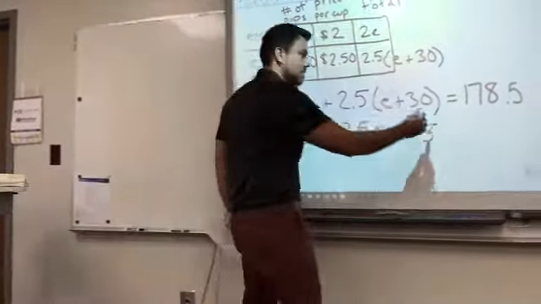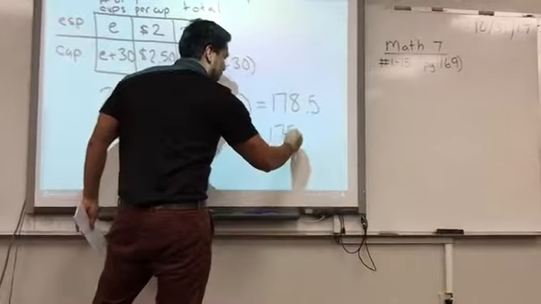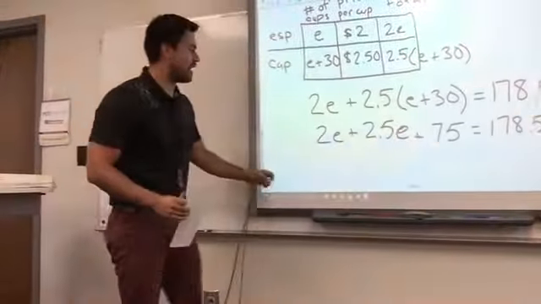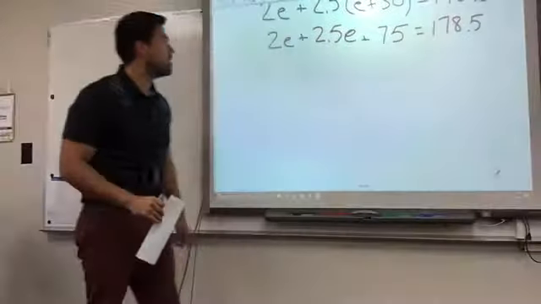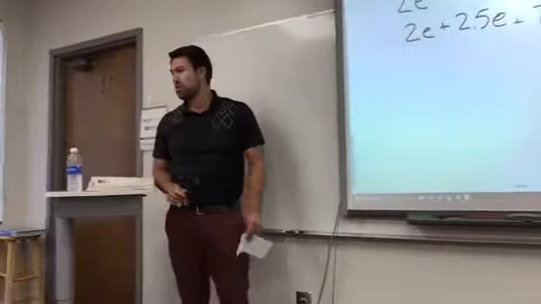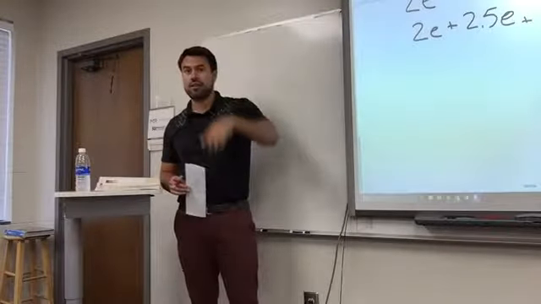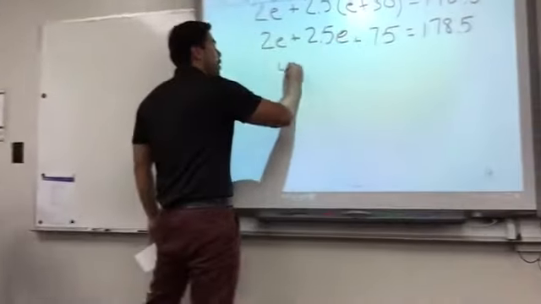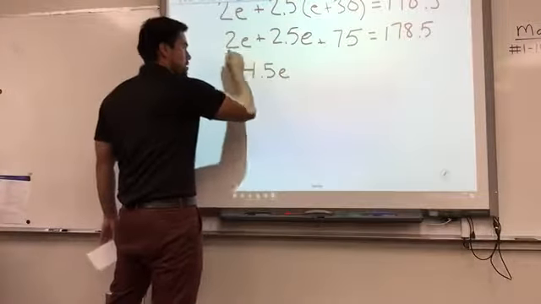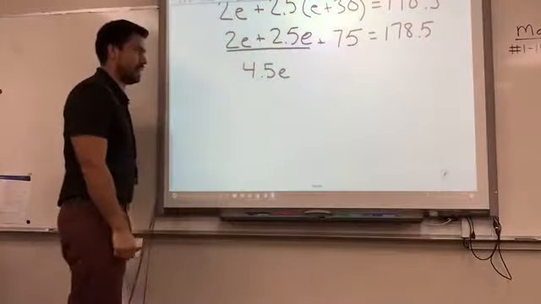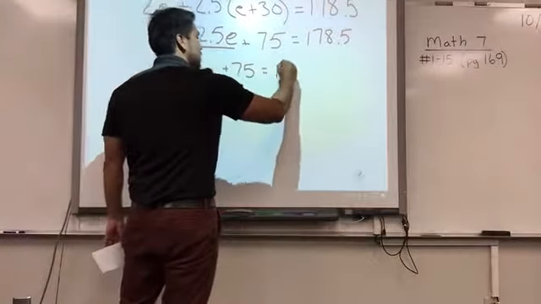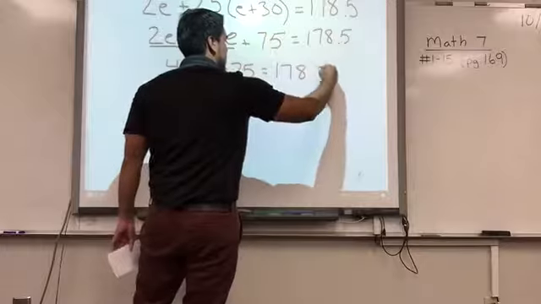And then I have my 178.5. All right. Is it simplified? Definitely not. It's still not simplified. What can I do to make it more simple? Good. Josh? All right, so I get 4.5e. That's these two combined. So these two combined give me 4.5e. And I have my plus 75 equals 178.5.